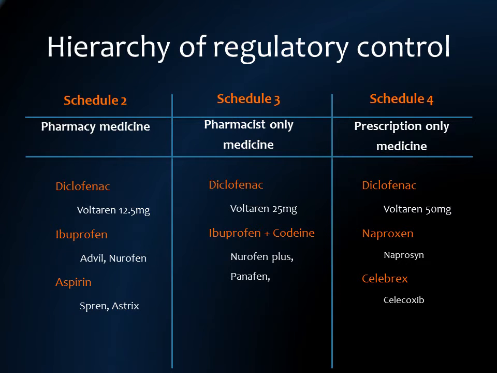Schedule 2, or S2 drugs and poisons, otherwise known as pharmacy medicines, are for therapeutic use and are for minor ailments or symptoms that can be easily recognized by the consumer and do not require medical diagnosis or management, for example, Voltaren 12.5. Schedule 3, or S3 drugs and poisons, otherwise known as pharmacist-only medicines, are for therapeutic use and are for ailments or symptoms that can be identified by the consumer and require pharmacist verification and advice, for example, Voltaren 25. S4 drugs and poisons, otherwise known as prescription-only medicines, are for therapeutic use and are for ailments or symptoms that require professional medical diagnosis, for example, Voltaren 50.